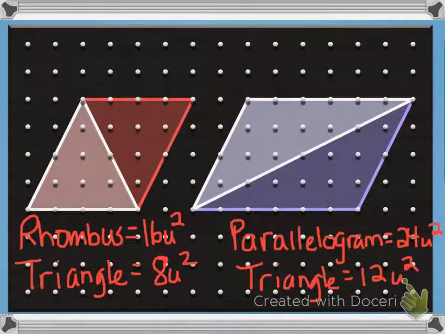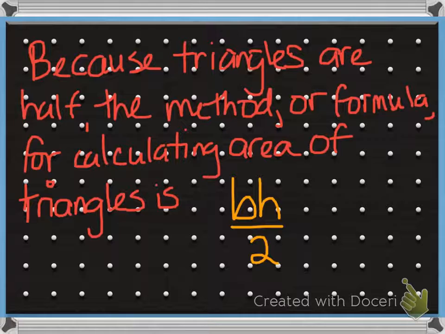If the rhombus below has an area of 16 units squared because it's 4 units tall by 4 units wide, 4 times 4 is 16. Well, half of that is 8. Same thing applies to the parallelogram. That one is 6 units long by 4 units tall, giving an area of the parallelogram of 24 units squared, and the triangles inside would each be 12 units squared.